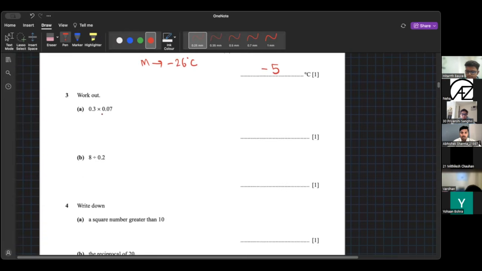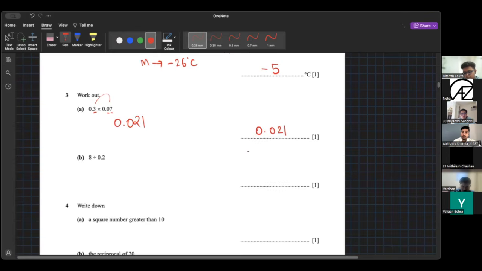It says work out 0.3 multiplied by 0.07. Simply multiply 3 into 7. 3 into 7 is 21, and then count the number of digits after the decimal point. So 1, 2 and 3, but we have only 2 digits, so we'll put a 0 before 21, a point before this and this. So the answer is 0.02.